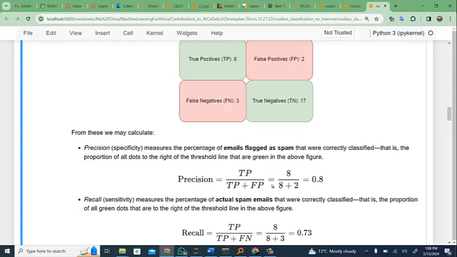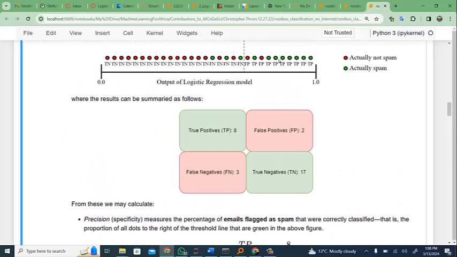On the other hand, recall measures the percentage of actual spam emails that were correctly classified. So in this case, we look at the ones that are actually positive. That's the first column. Some of them are classified as positive. Some of them are classified as negative. You can look at the green dots up here. There are 11 green dots. 8 were correctly classified. 3 were incorrectly classified. So I want the proportion of all the actual spams that were identified as spam. So that's called the recall. That's not the same thing as true negative rate.